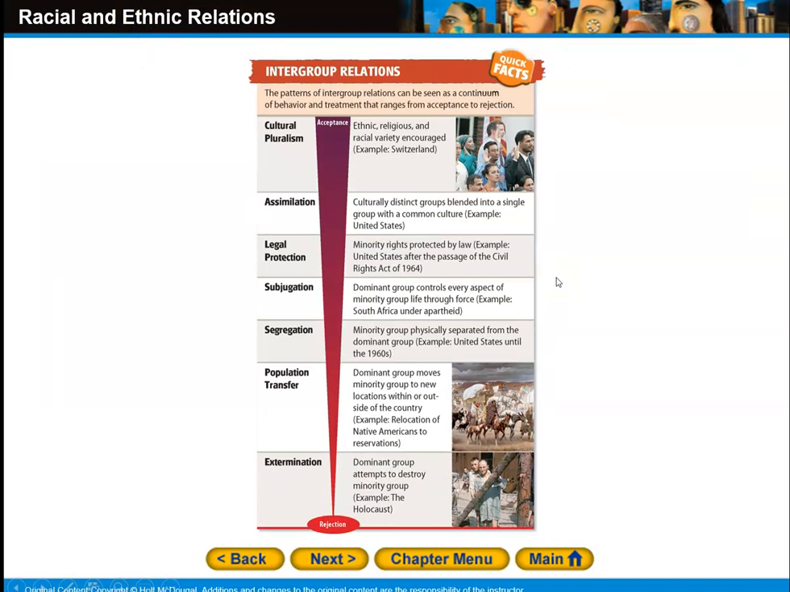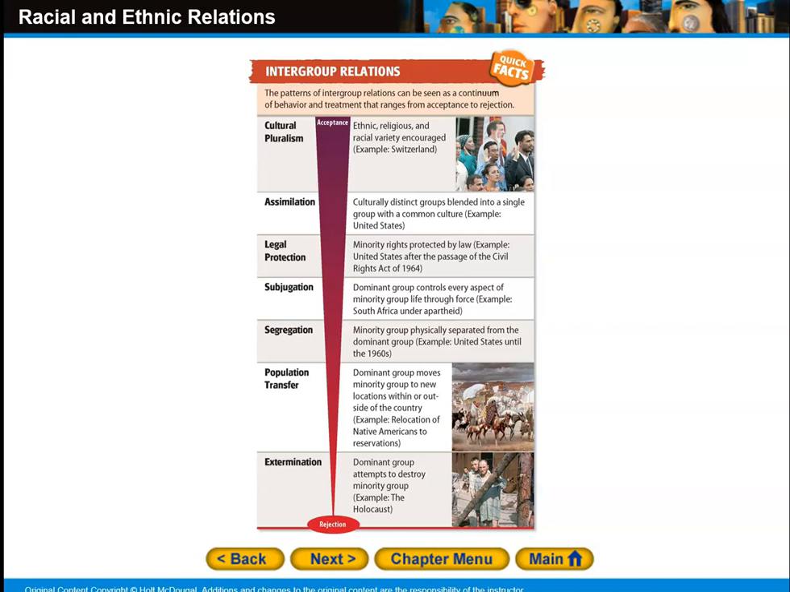So the patterns of intergroup relations can be seen in a continuum of behavior and treatment that ranges from acceptance to rejection. Cultural pluralism is ethnic, religious, and racial variety that's encouraged. Examples are Switzerland, the Netherlands, other parts of Europe, and the United States.